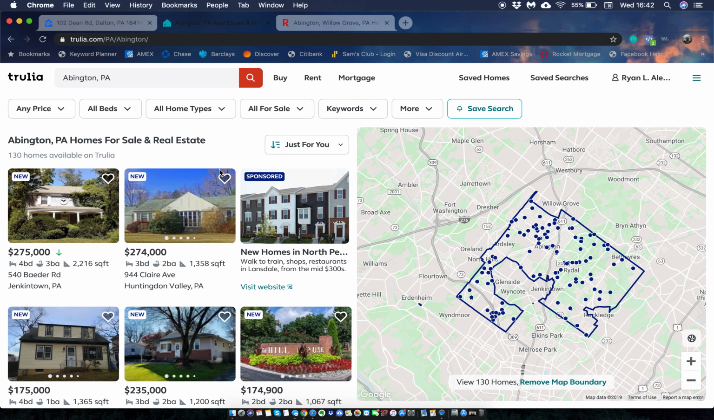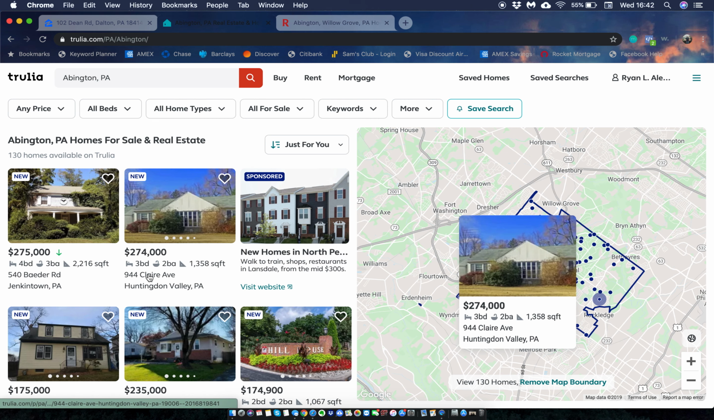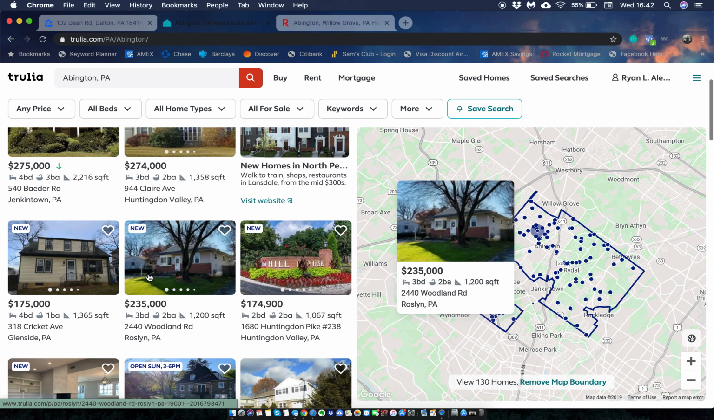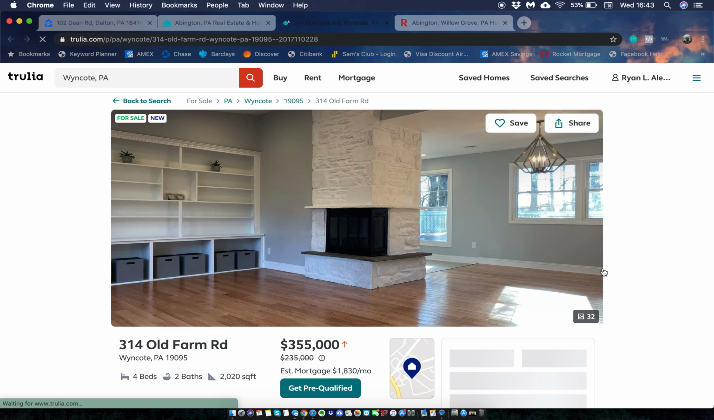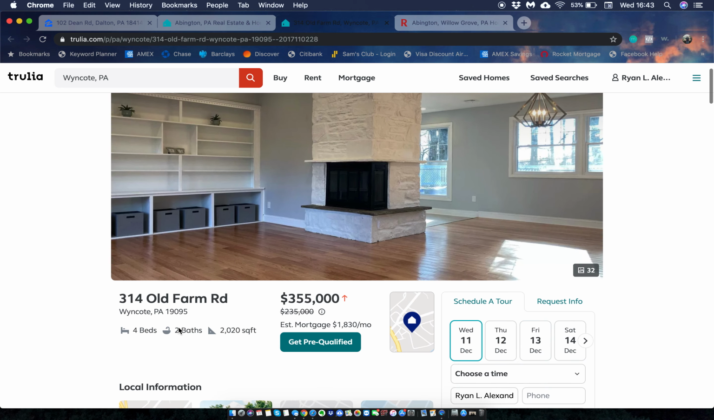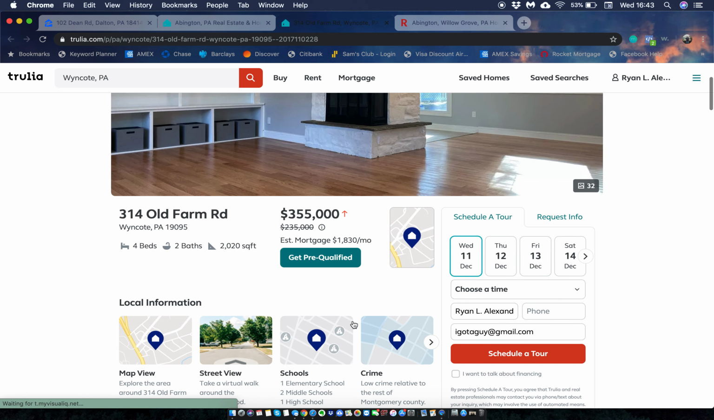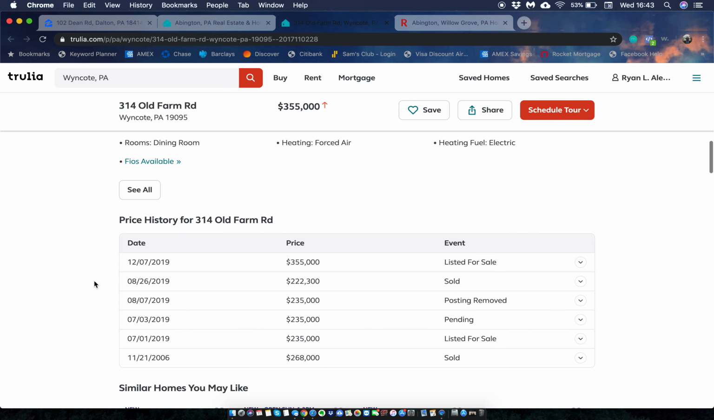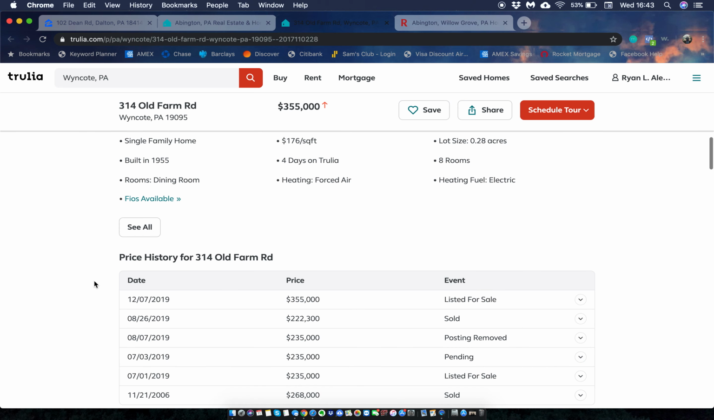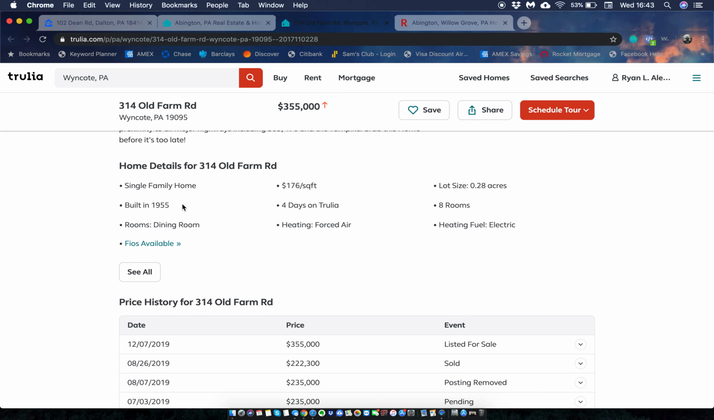Now let's take a look at Trulia. Same thing in Trulia. Let's just go here with Trulia. I like this here. Let's just find a property we like. All right, let's just say this property here. I like this property. I like the way that it looks inside. Again, you see the sale price. This is in Wyncote. You see the sale price, 4-bed, 2-bath, 2,020 square feet. You scroll down, you look at the description, assuming, again, you like the pictures, and then you look here, built in 1955.